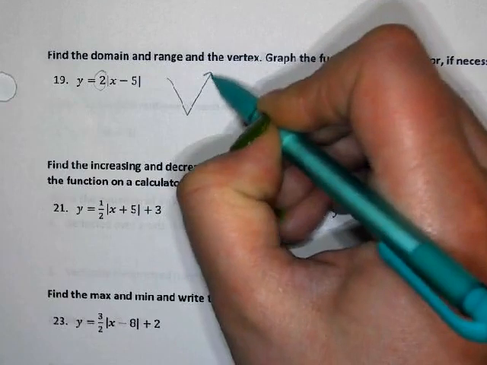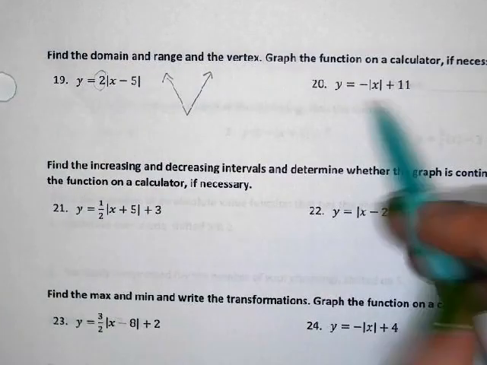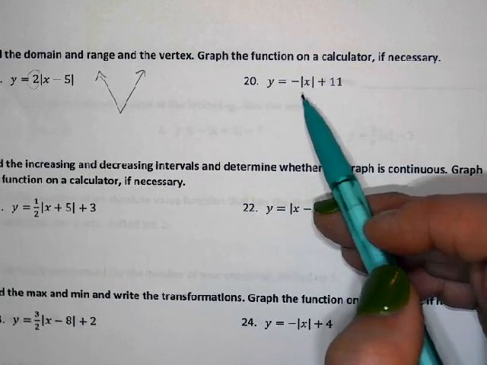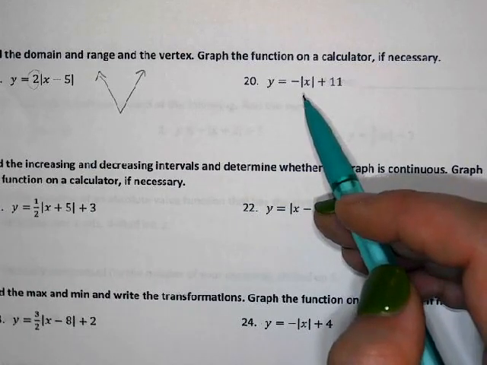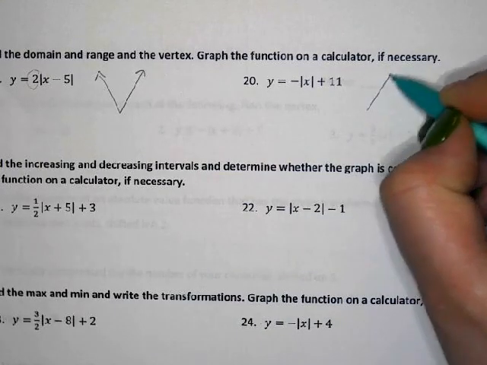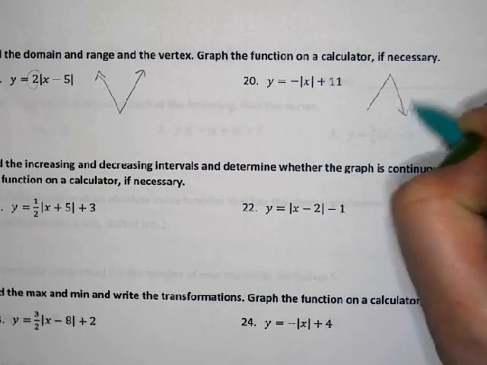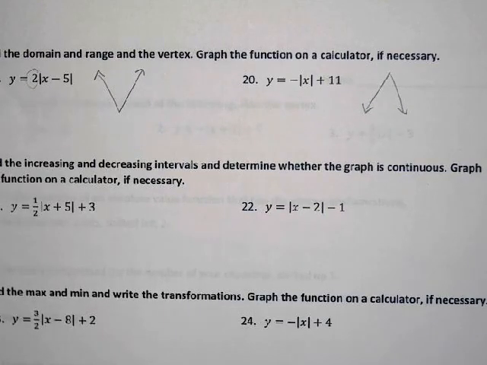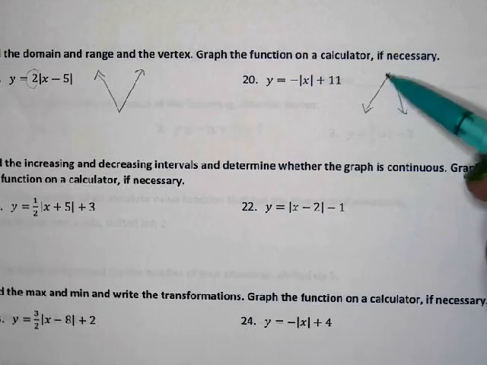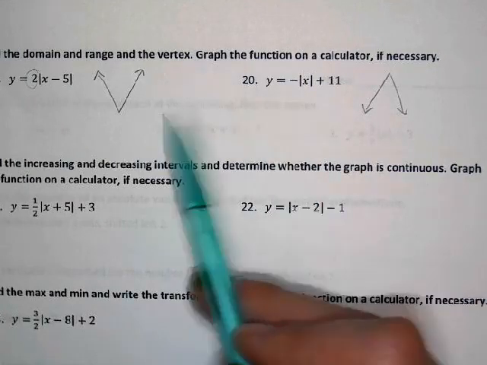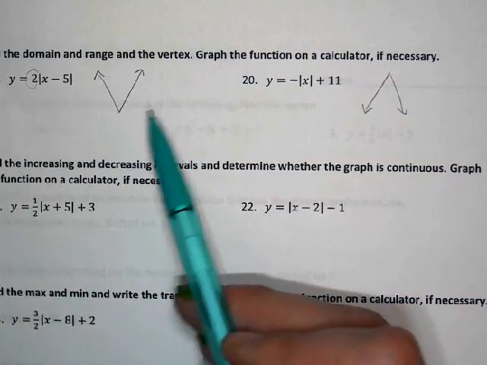Okay? For 20, if we look at that equation, would that V be right side up or would it be upside down? It would be upside down. Okay, so if you want to graph it on a calculator, you're welcome to do so, so that you can see more of the graph instead of just the V shape. But this is enough information, using this and the equation, to find the vertex. You're actually able to find the domain and range just from these little sketches.